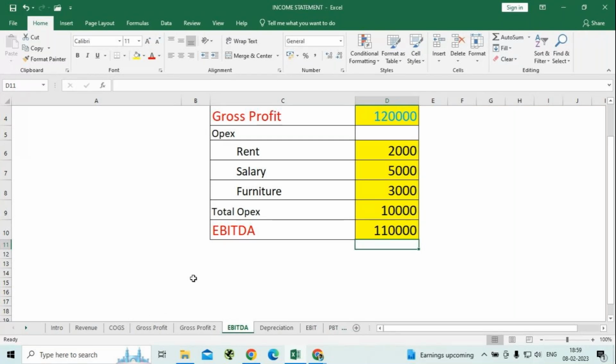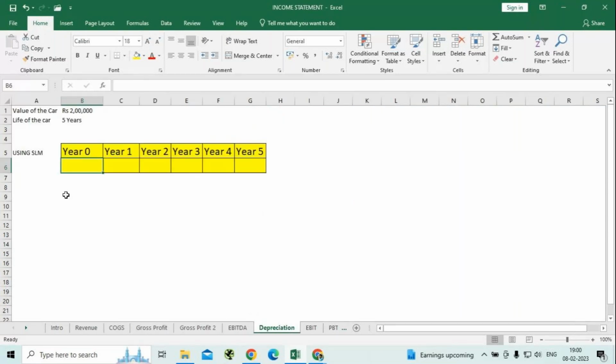Okay. So after EBITDA, what could be the next line item? In this we are going to remove the depreciation and amortization values, if anything is applicable. So depreciation. What do we mean by depreciation? Can anyone let me know what you mean by depreciation? Can anyone try and let me know?